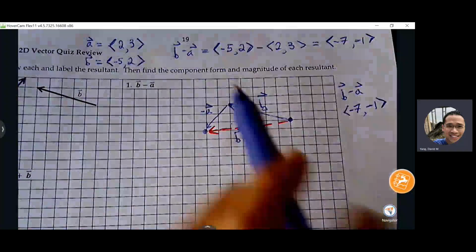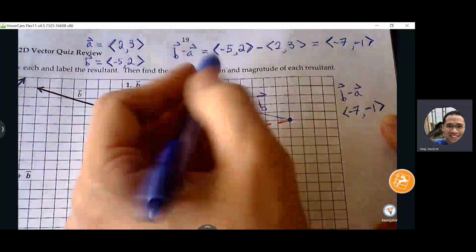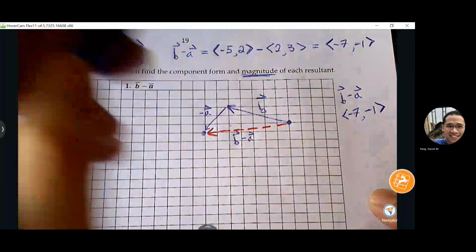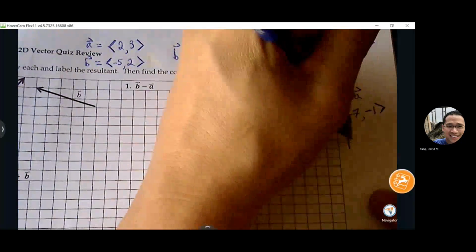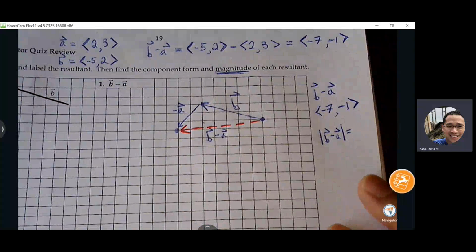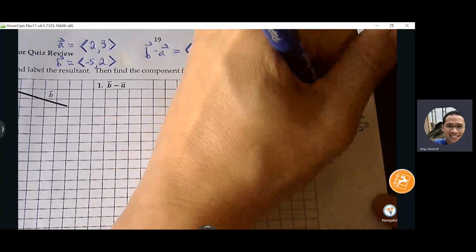It says find the component form, which we did, and the magnitude of each resultant. So magnitude is just Pythagorean theorem, right? So square root of a squared plus b squared, root 50, or if you want to reduce it, you can, but I'll accept either form.